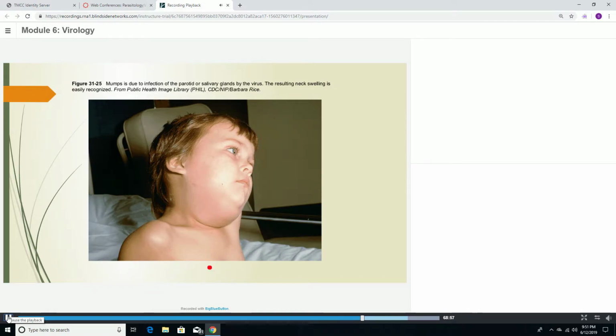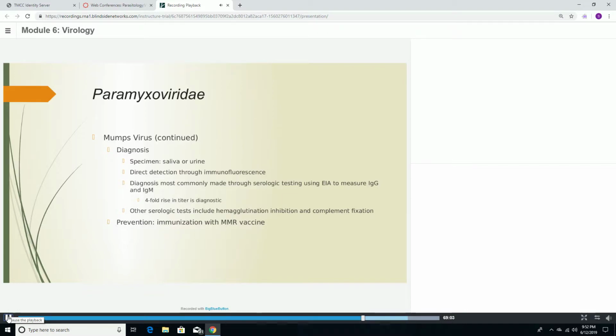You note that the infection of the salivary glands by the virus is going to cause the neck swelling. It makes it easily recognizable. We have had some cases of mumps in North Dakota recently.